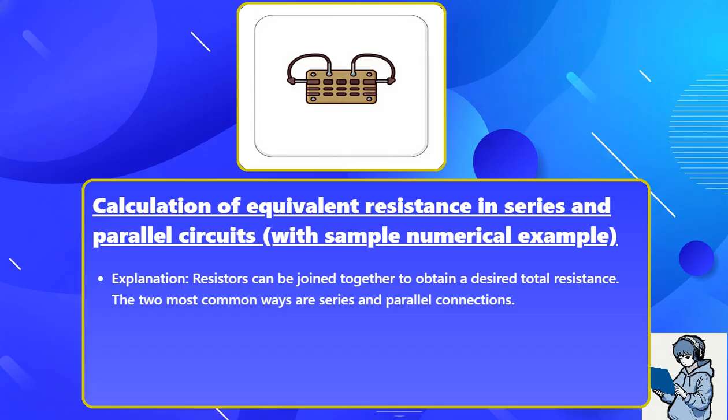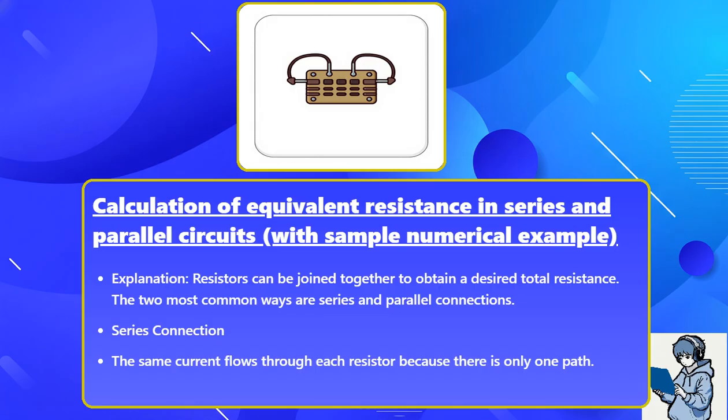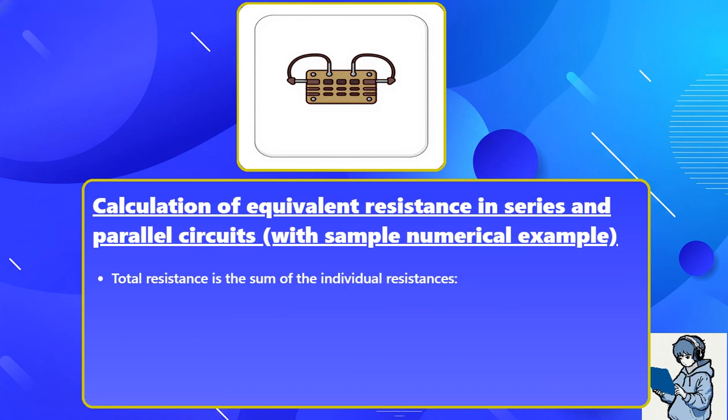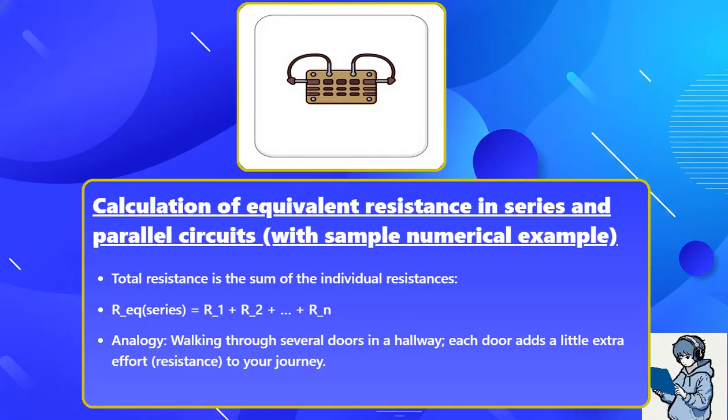Explanation: resistors can be joined together to obtain a desired total resistance. The two most common ways are series and parallel connections. Series connection. The same current flows through each resistor because there is only one path. Voltages add up. Total resistance is the sum of the individual resistances. R series equals R1 plus R2 plus ... Rn. Analogy: walking through several doors in a hallway. Each door adds a little extra effort, resistance, to your journey. Parallel connection.